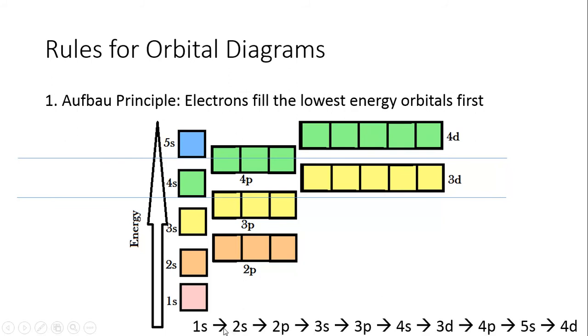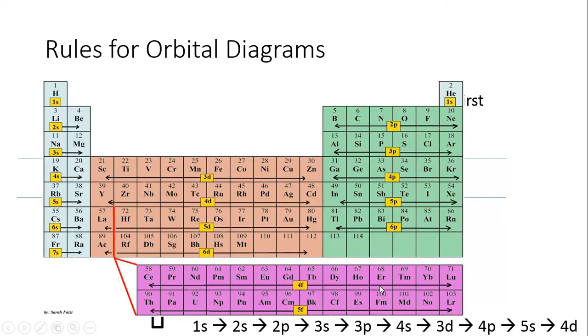The order is displayed below, and it's also shown on the periodic table. So you don't actually have to memorize this order, because remember, this is our S block. S's go 1, 2, 3, 4, 5, 6, 7. Our P's, we start at 2: 2, 3, 4, 5, 6.